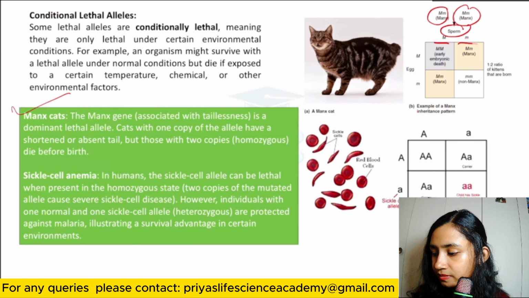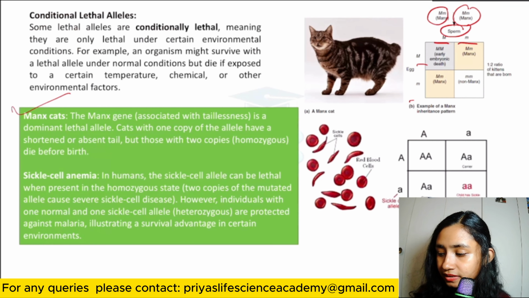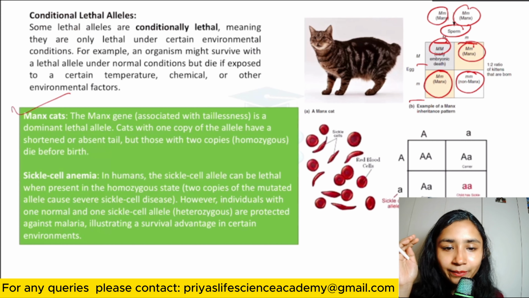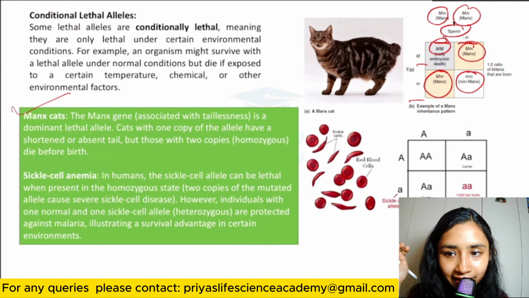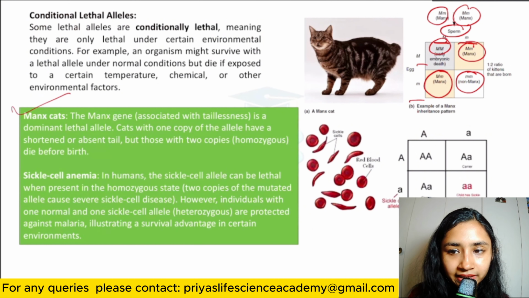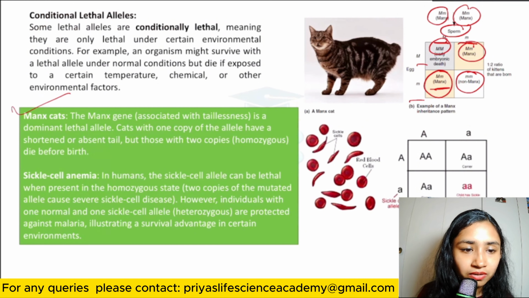Here you can see two Manx cats, capital M small m and capital M small m, when they are crossed: capital M capital M means early death, capital M small m are Manx, another capital M small m is Manx, and small m small m is non-Manx. So this capital M gene is a dominant lethal allele. When present in single copy, the cats have no tail, known as taillessness, and when present in double copy, capital M capital M, the cat dies before birth.